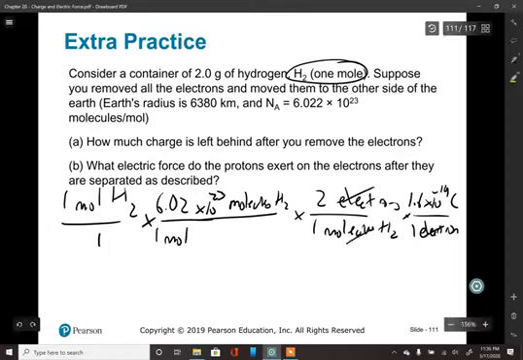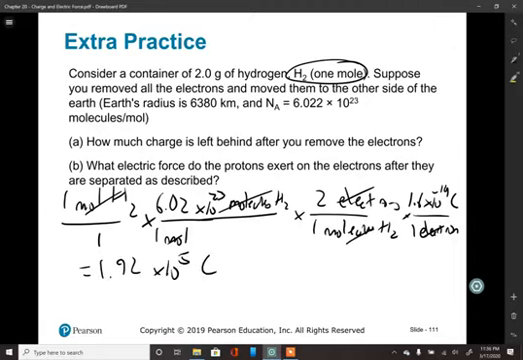So we cancel some units. And if you plug all that into your calculator, you get a pretty large amount of charge. You should get something like 1.92 times 10 to the fifth coulombs of charge. Now remember, most of the problems we've done so far were nanocoulombs, 10 to the negative ninth. This is almost a million coulombs. So that's a lot of charge. Now, what force do we have?